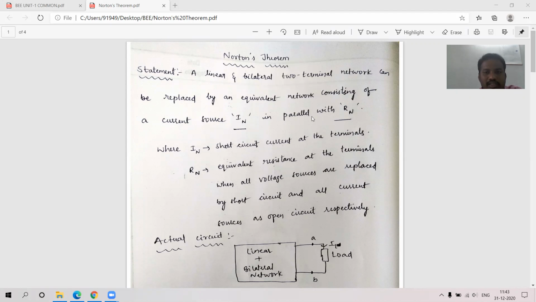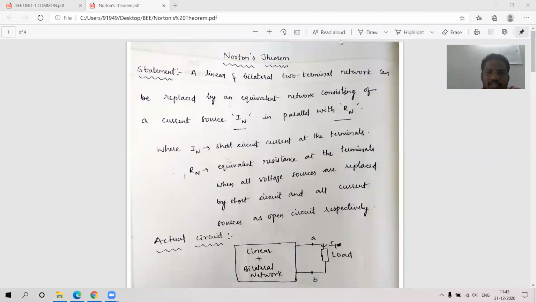There we have a series circuit. In this we are going to have a parallel circuit. Okay. So same thing, linear bilateral network. Linear means, already we know what is linear, which obeys Ohm's law. As voltage increases, current should increase. Bilateral means it should allow current in both directions, whereas a diode is not going to allow both directions. Two terminal network. Simply the complex circuit is there.